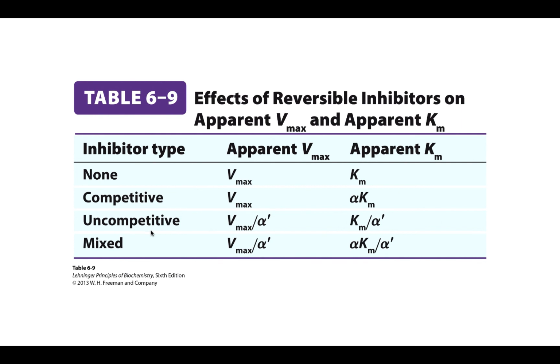Uncompetitive inhibitors take that actual Vmax and that actual Km, and reduce them by the same factor, alpha prime. And finally, mixed inhibitors always reduce Vmax by alpha prime and change Km by a factor of both alpha and alpha prime. Okay? So make sure that you understand these and that you can derive what type of inhibitor you're looking at by looking at the changes in Vmax and Km.